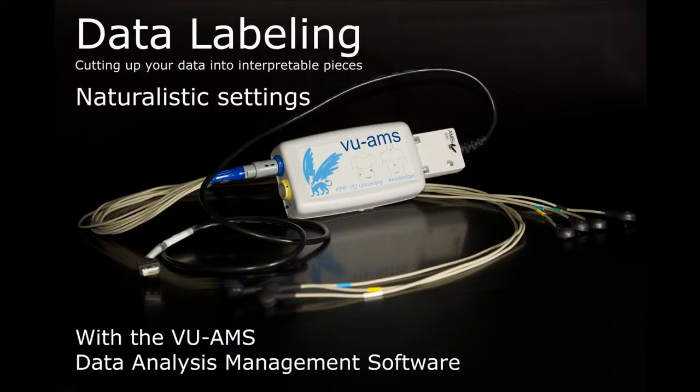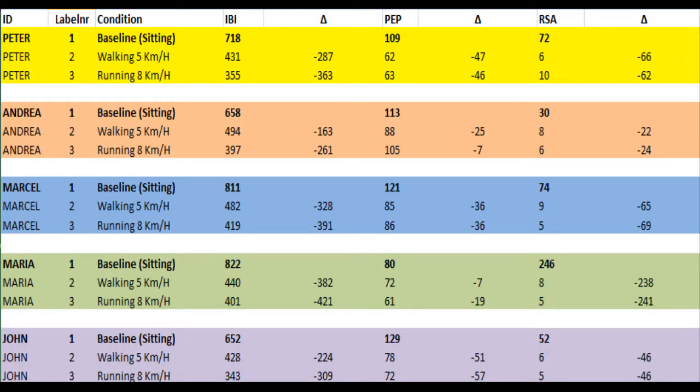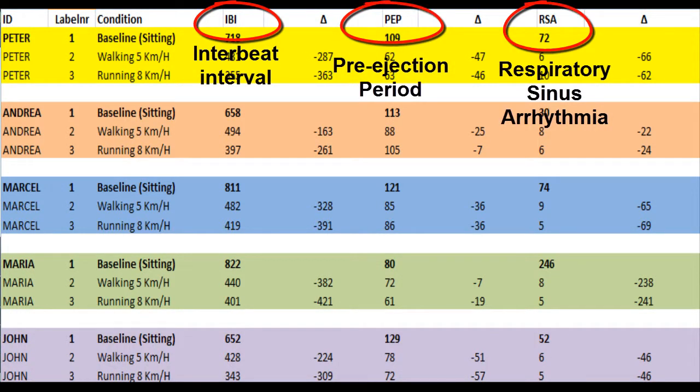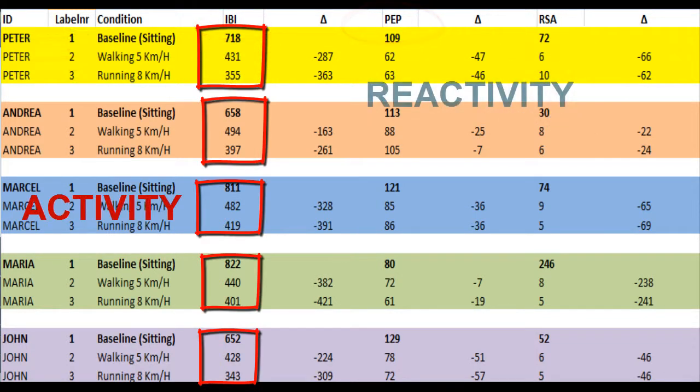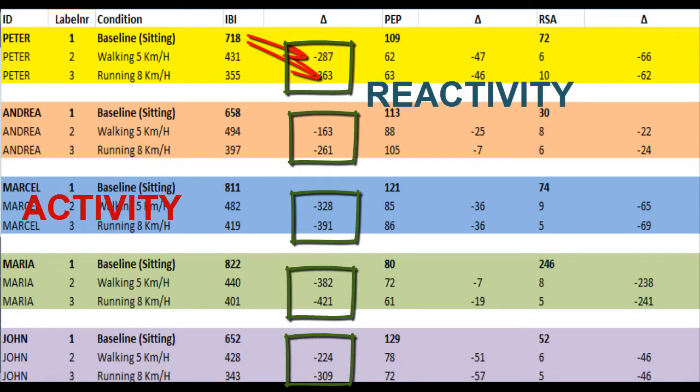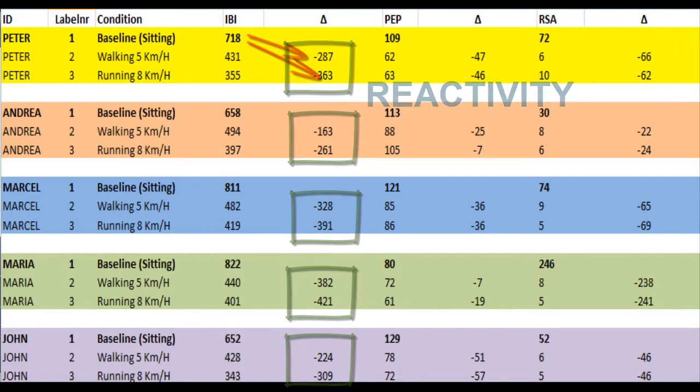In this video, we show how to divide continuous data measured in naturalistic environments into separate daily activities. We want an average value for all available outcome variables for each daily activity, so we can compare autonomic nervous system activity and reactivity between persons across comparable activities.